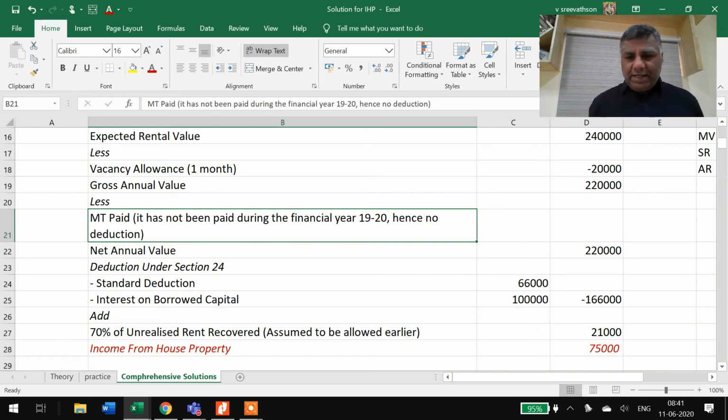Many other friends texted me 75. Yeah, you're right. So friends, ERV 250, vacancy allowance 20, GAV 220, which becomes the NAV also, because municipal taxes has not been paid in 1920. Standard deduction 66, interest on borrowed capital 1 lakh, and add 70% of unrealized rent. So 75,000 will be your answer.